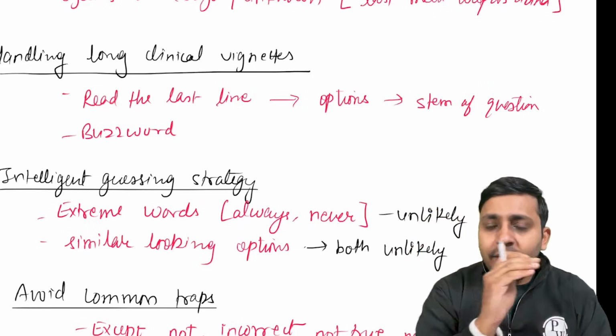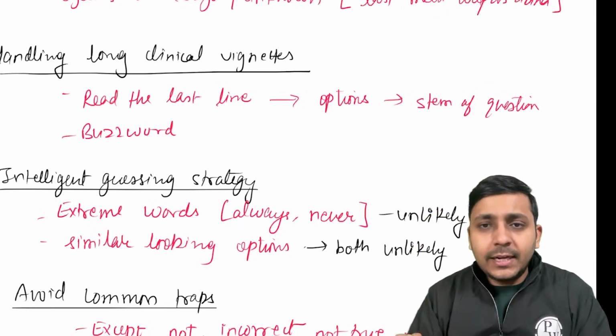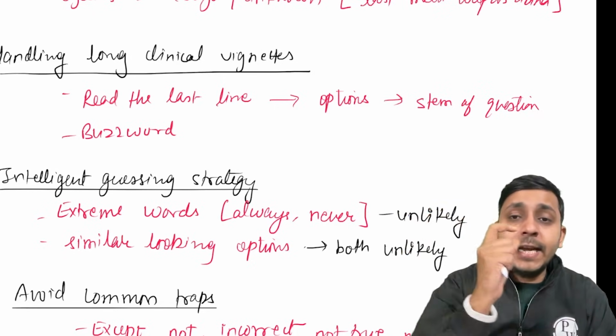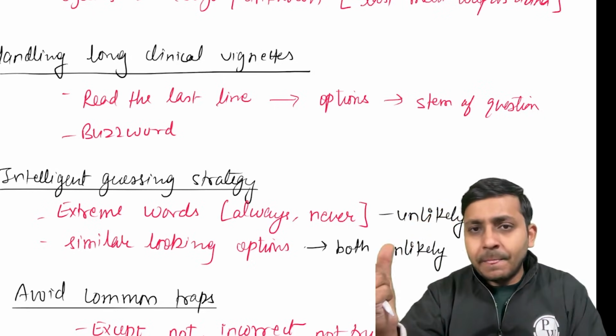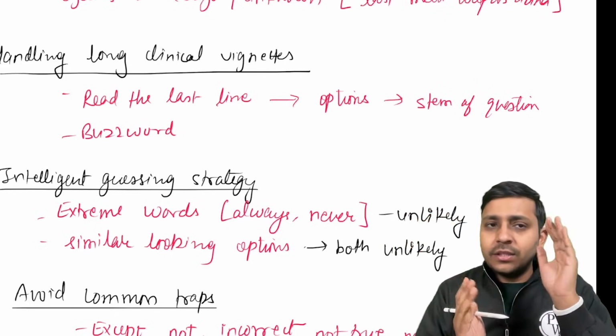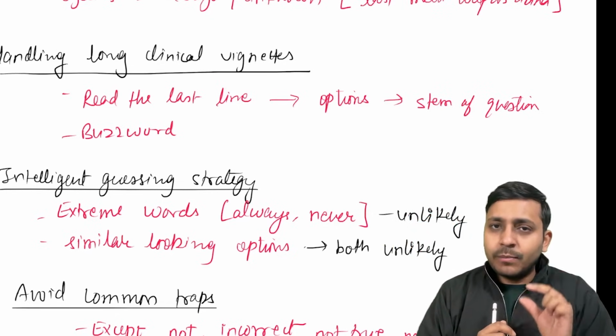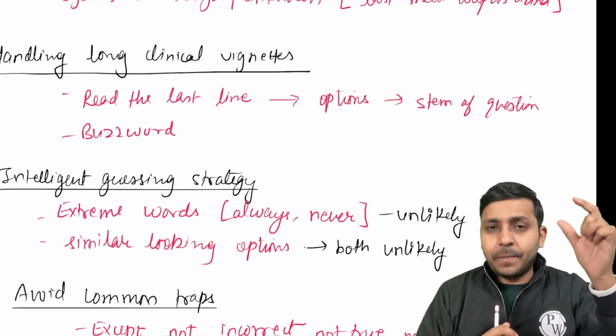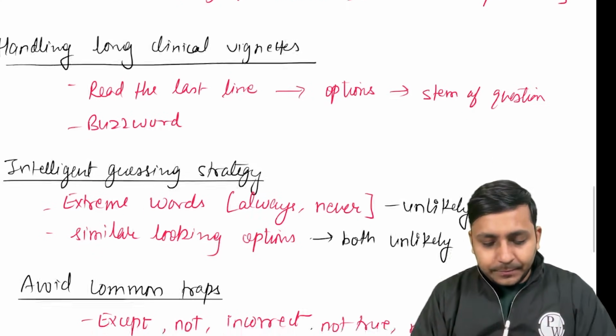Look for the buzzwords. Okay, कि अगर fungal, TB, viral, ये सब दे रखा है, तो look for the corresponding buzzwords कि ADA देखूंगा मैं, tree-in-bud appearance देखूंगा, caseating granulomas देखूंगा. So for long stem clinical questions, read the last line first, then go to the options, then read the stem of the question and look for buzzwords.